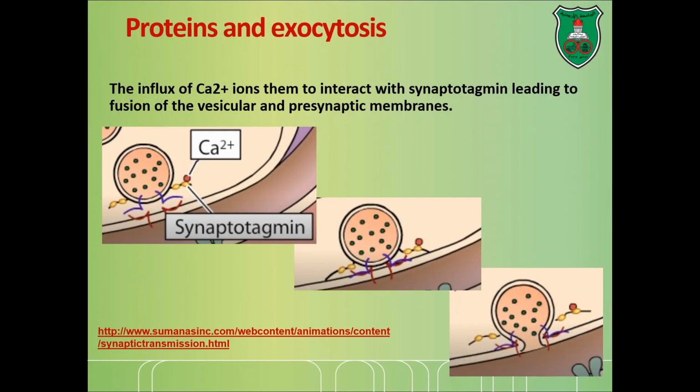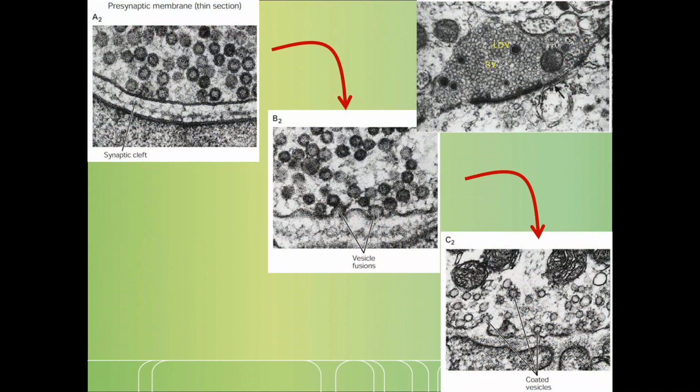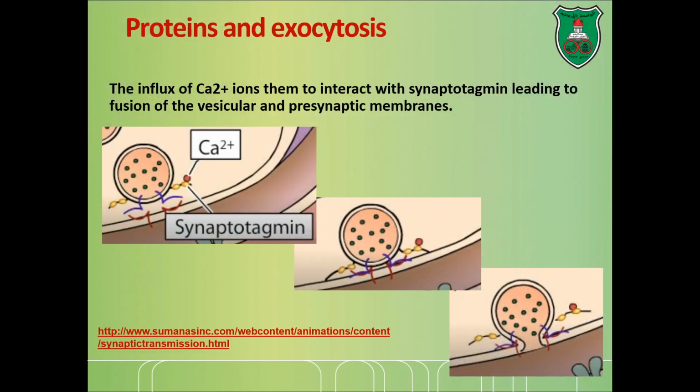So what determines whether these vesicles fuse with the plasma membrane or not? I mean, consider the large number of vesicles that are just sitting in here and waiting for the signal. So the signal is the influx of calcium. The importance of calcium stems from the fact that it binds to a protein that is located on the surface of these vesicles.